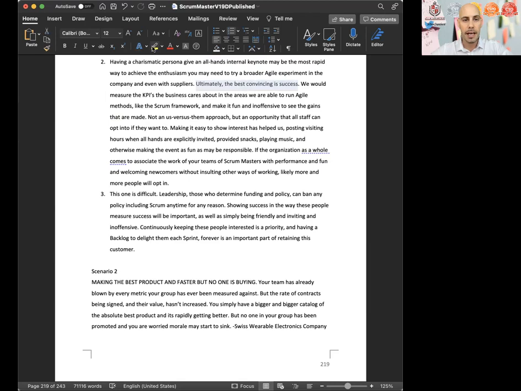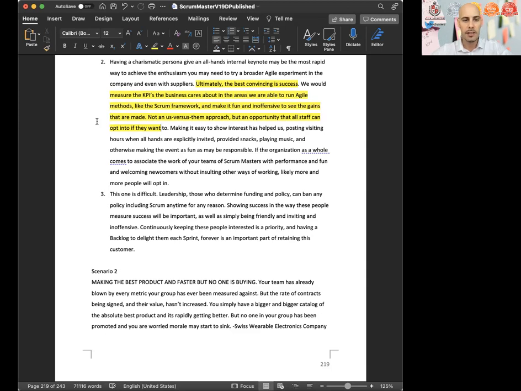We would measure the KPIs, the key process or progress indicators, the business cares about in the areas where we are able to run Agile methods, like the Scrum framework, and make it fun and inoffensive to see the gains that are made. Not an us versus them approach, but an opportunity that all staff can opt in to if they want to. Making it easy to show interest has helped us: posting visiting hours when all hands are explicitly invited, providing snacks, playing music, and otherwise making the event as fun as may be responsible.